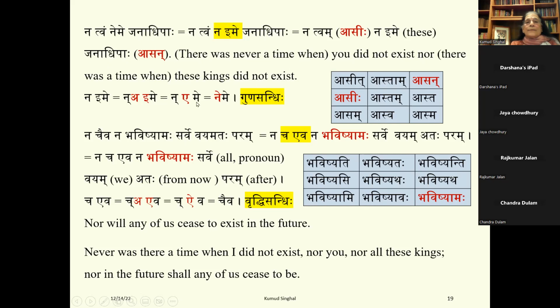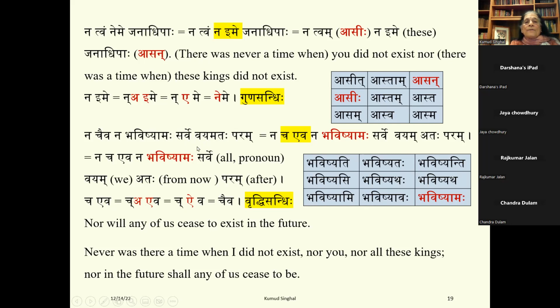All right. Na chaiva na bhavishyamah sarve vayam atah param. There is one sandhi here: chaiva, cha eva. Cha ends in a and eva begins with a. So a and a, this is a vriddhi sandhi, both are replaced by ai. Chaiva. The verb is bhavishyamah, will exist.